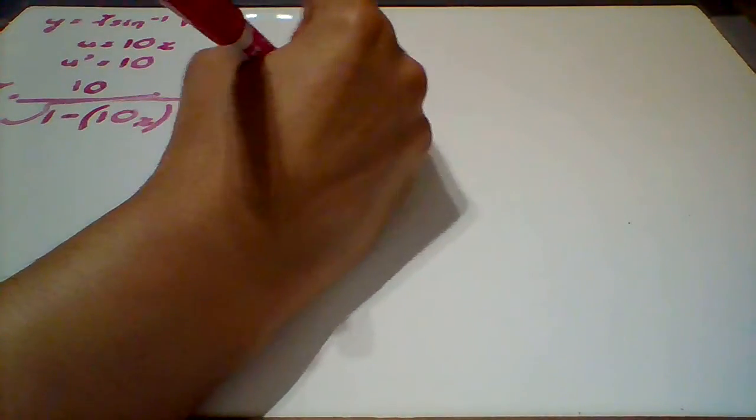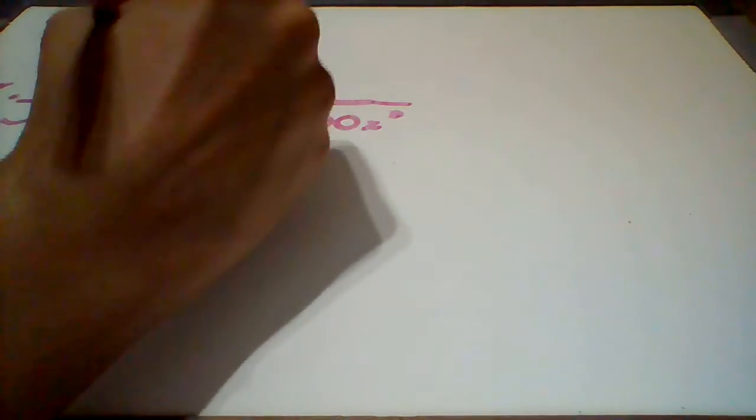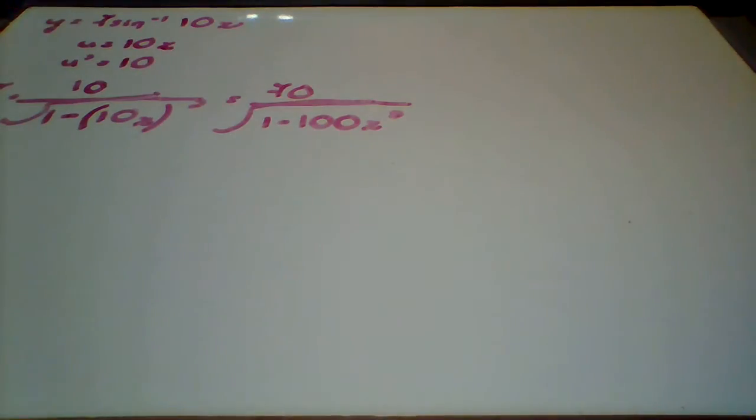And then don't forget to multiply by 7. So then that would become 70 over the square root of 1 minus 100x squared. Make sure to simplify.